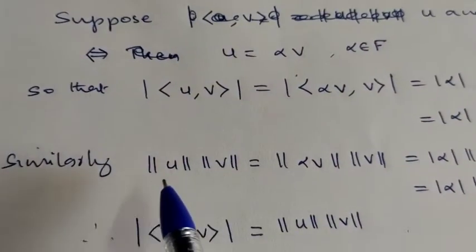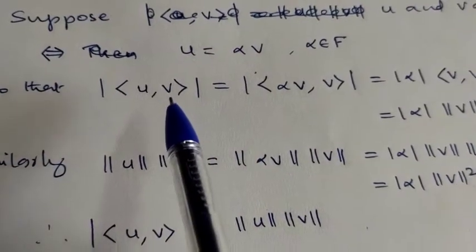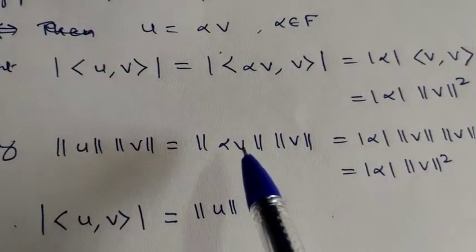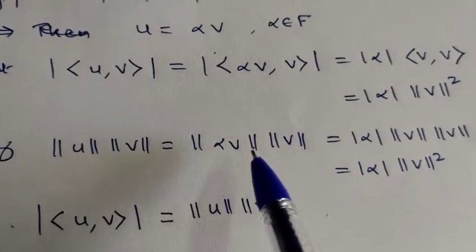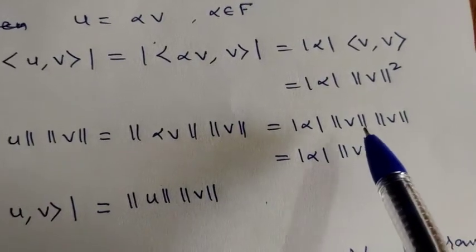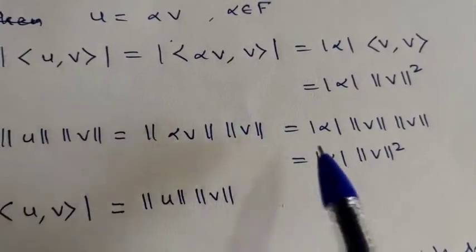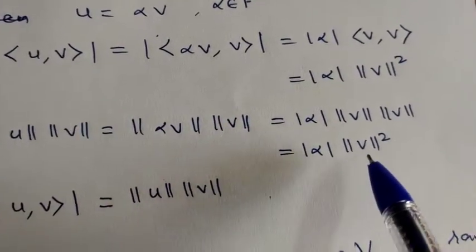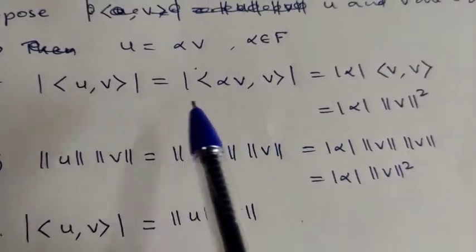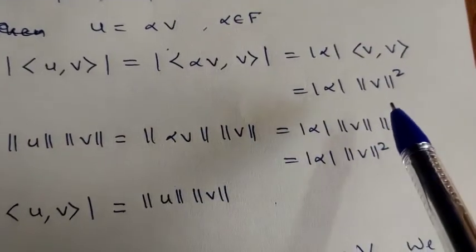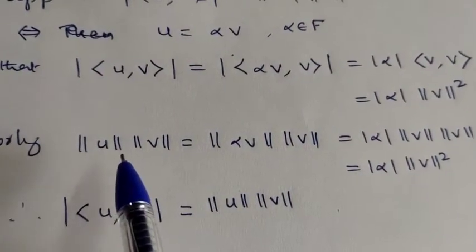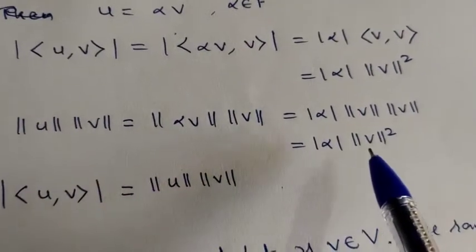Similarly, this is the left hand side. Similarly, norm of u into norm of v is norm of alpha v into norm of v, that's equal to mod of alpha into norm of v into norm of v. So this becomes mod of alpha into norm of v whole square. Therefore, mod of inner product of u comma v is also mod of alpha into norm of v square, and norm of u into norm of v is mod of alpha into norm of v square.